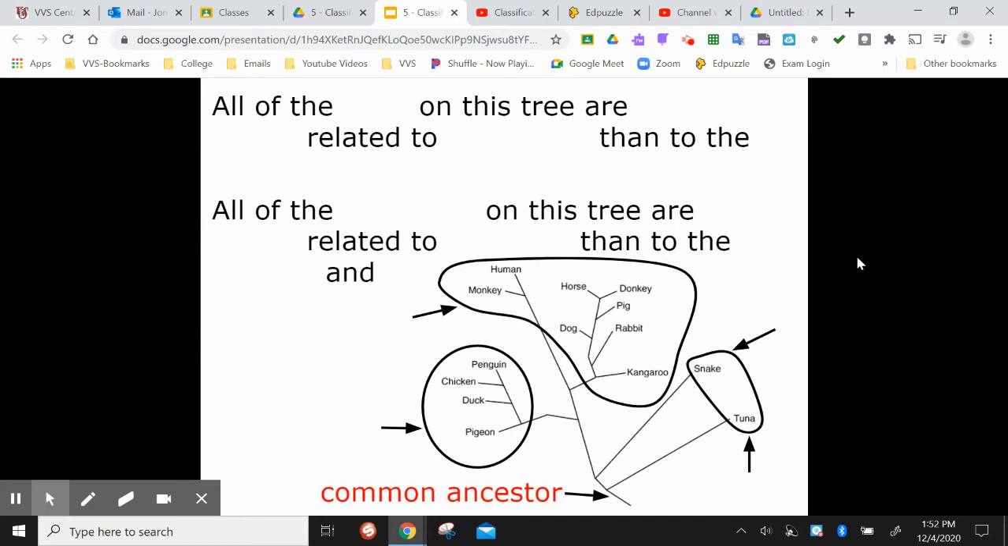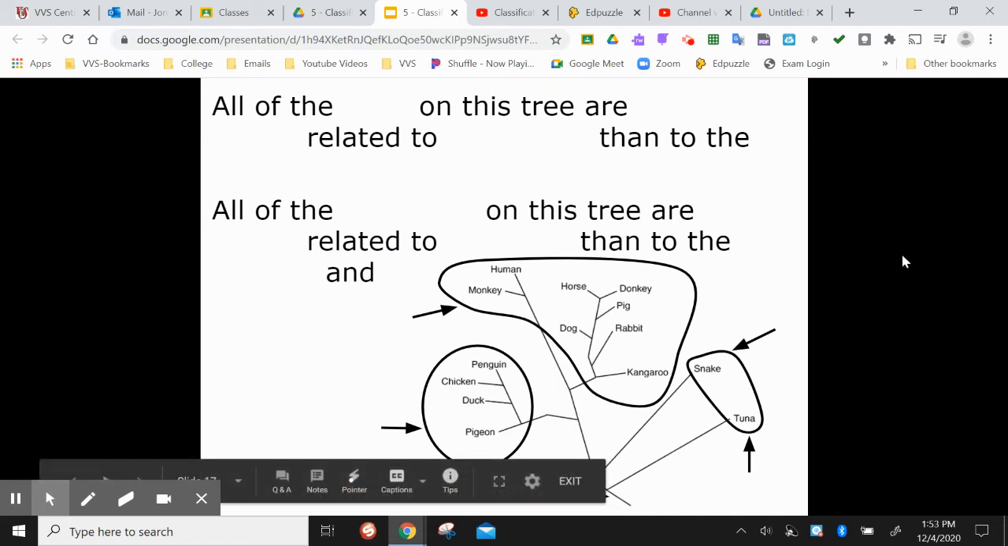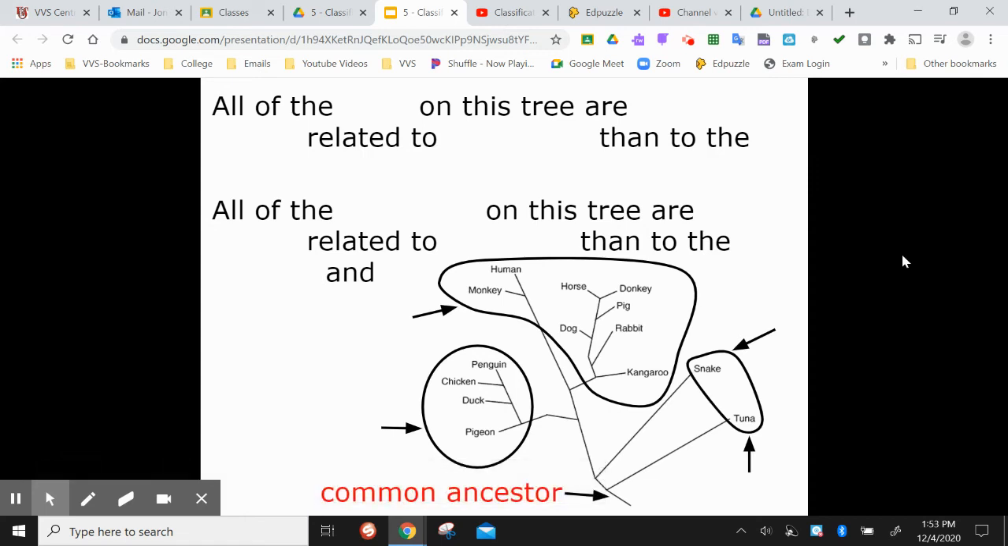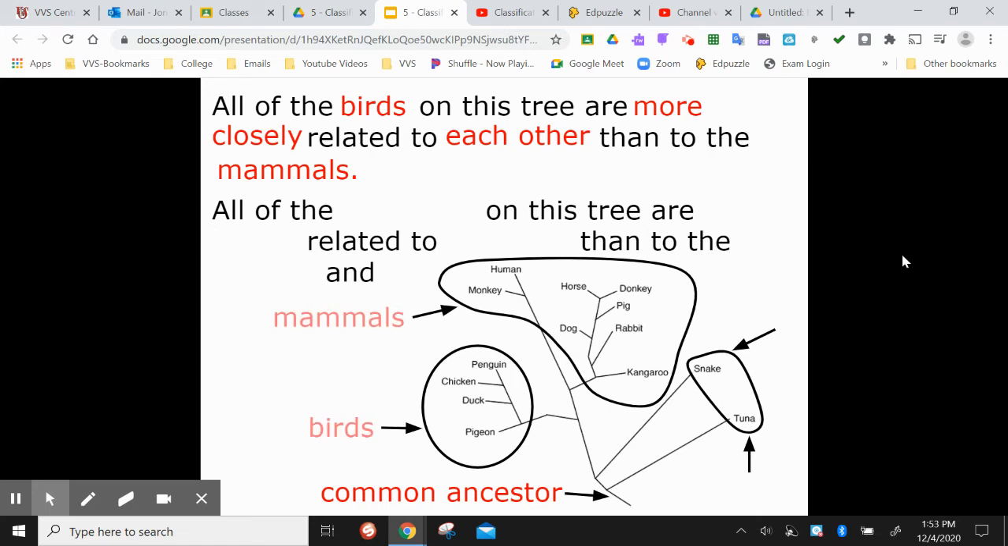So here's our common ancestor in this picture. Our common ancestor is at the bottom. Notice we've got some groups going on. I circled some common groups here. All of the birds on this tree, see penguin, chicken, duck, pigeon, are all more closely related to each other than they are to the mammals, human, monkey, horse, dog, etc. You see that? Because they're on different branches.